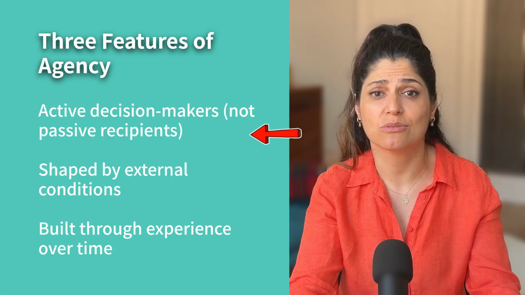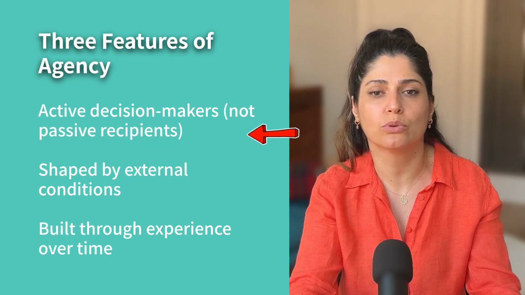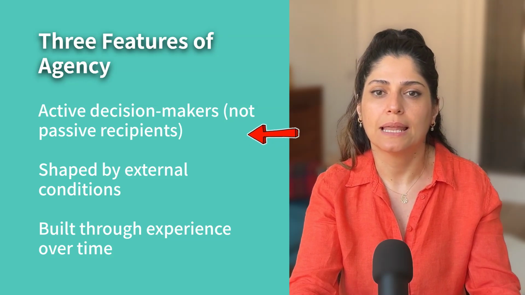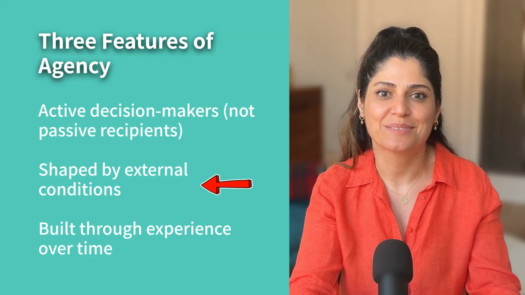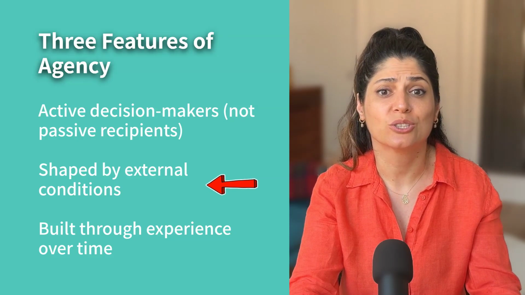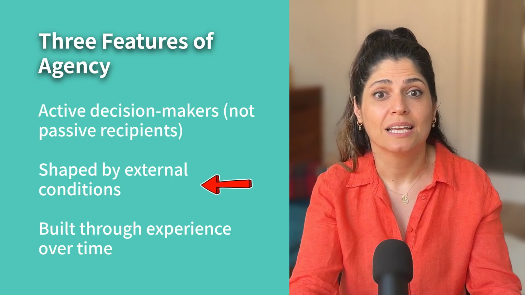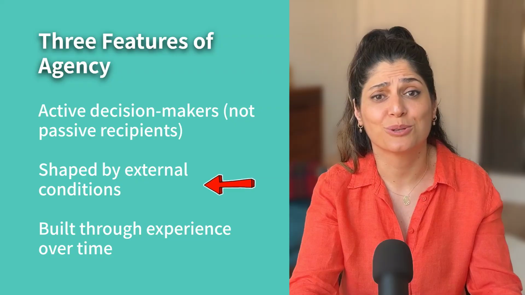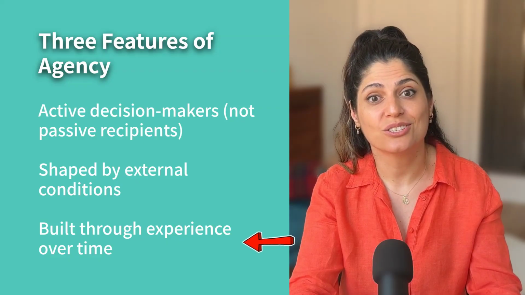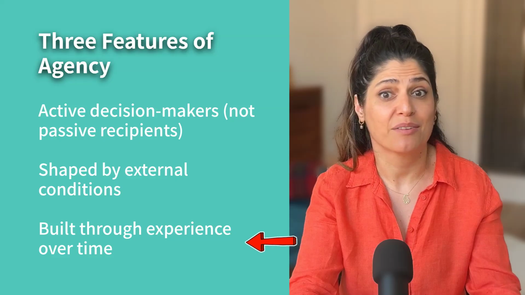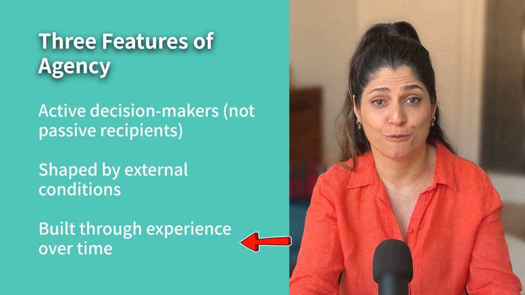First, agency means seeing people as active decision makers, not passive recipients. In a classroom, that might mean a learner choosing how to approach a writing task, or a teacher adapting a lesson because the class needs something different. Second, agency is affected by external conditions. It can be supported or constrained by the curriculum, high-stakes tests, institutional expectations, digital tools, or the classroom culture. And third, agency is shaped by experience. Learners and teachers draw on their past educational histories, their present learning or teaching conditions, and their future hopes. So agency develops in context.